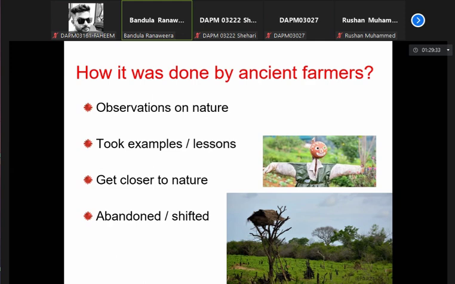So you have mentioned some actions to control the pest, like use of traps. Then, I mean, how did our ancient farmers do that? Yes, we just mentioned that shifting cultivation was used, and it can be considered as a method of management adopted by the ancient farmers.